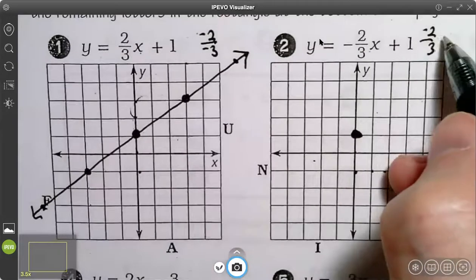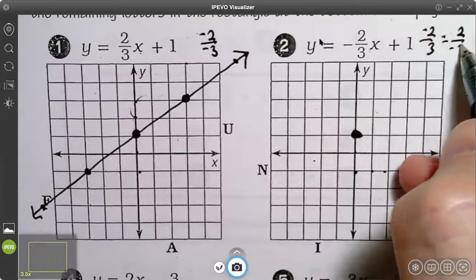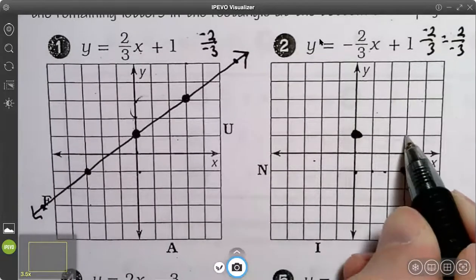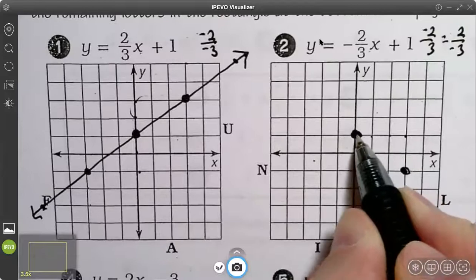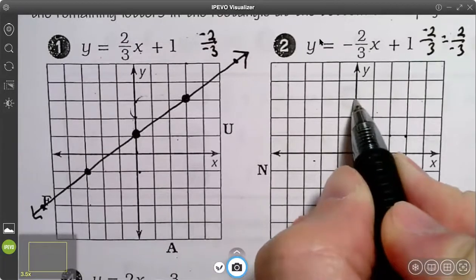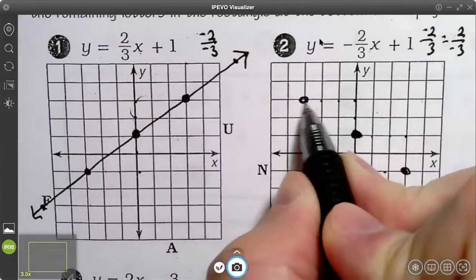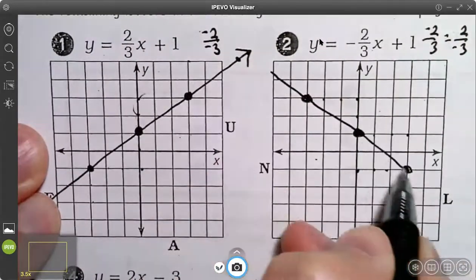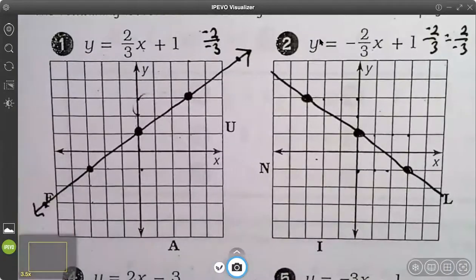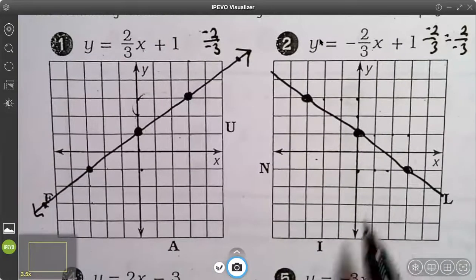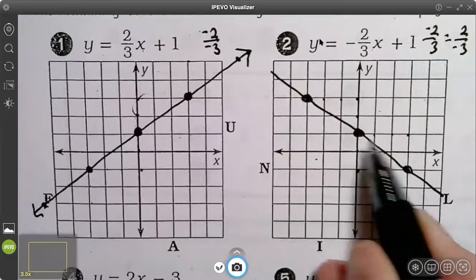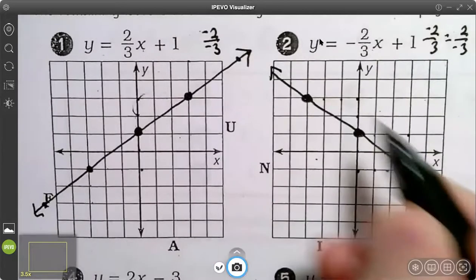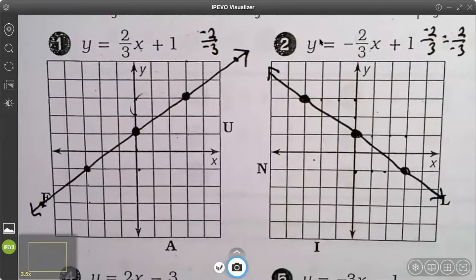But you could also think of that negative sign as being in the denominator. Rise positive 1, 2, run negative 1, 2, 3. Only 3 dots will fit in this graph. And there's my line. I know that my x-intercept is 1.5 and my y-intercept is positive 1. And if I want to, I can put those arrows, but it's okay if we don't.